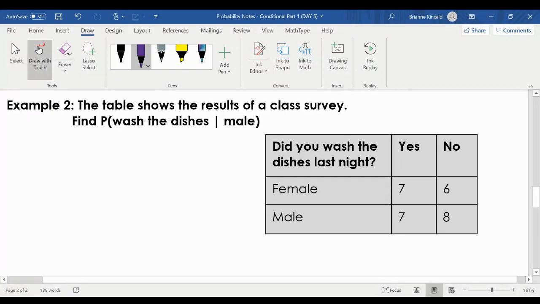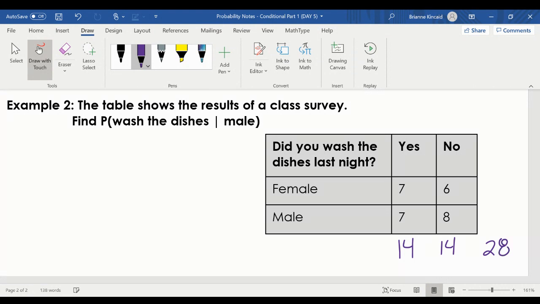Okay, second example, I'm going to go ahead and total. So 7 and 7 is 14. 6 and 8 is 14. Total of 28. Let's double check that. 7 plus 6 is 13. 7 plus 8 is 15. Once again, adds to 28.